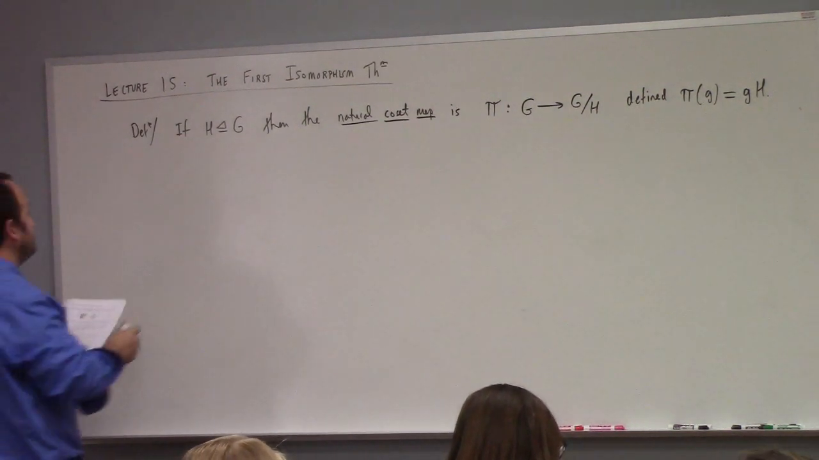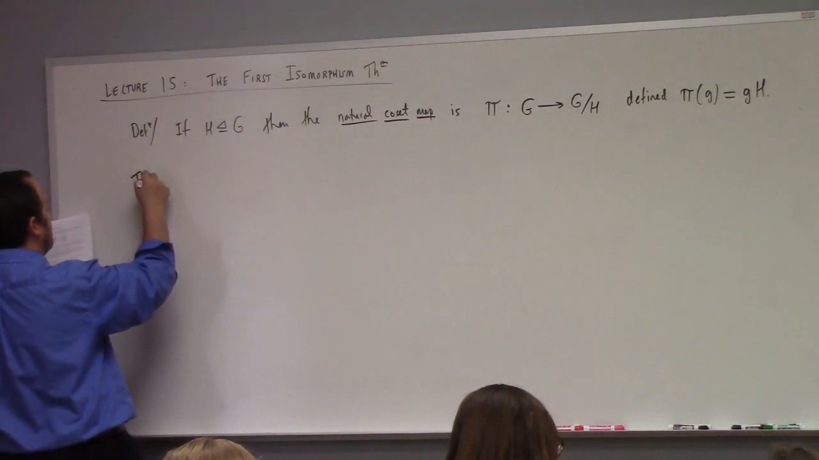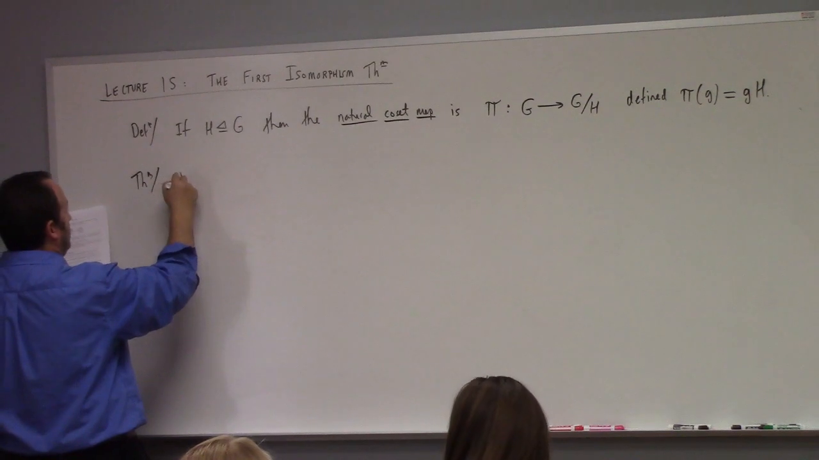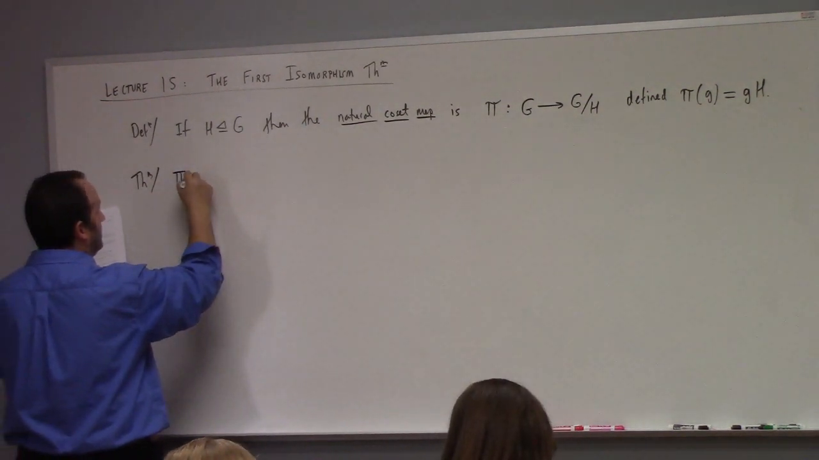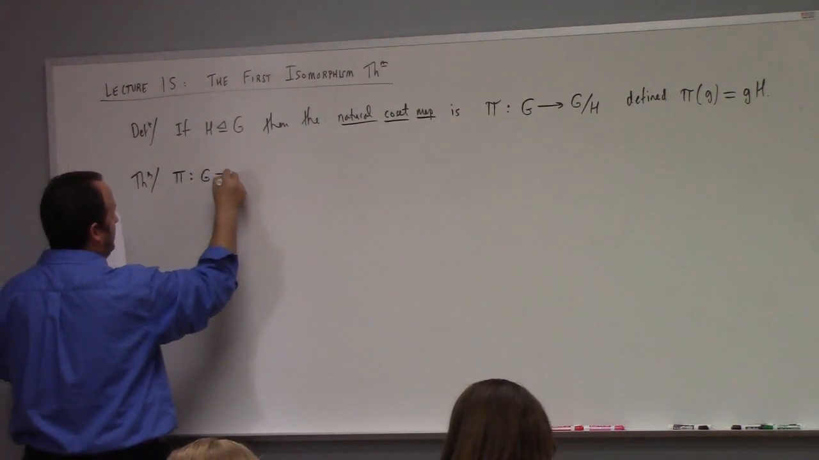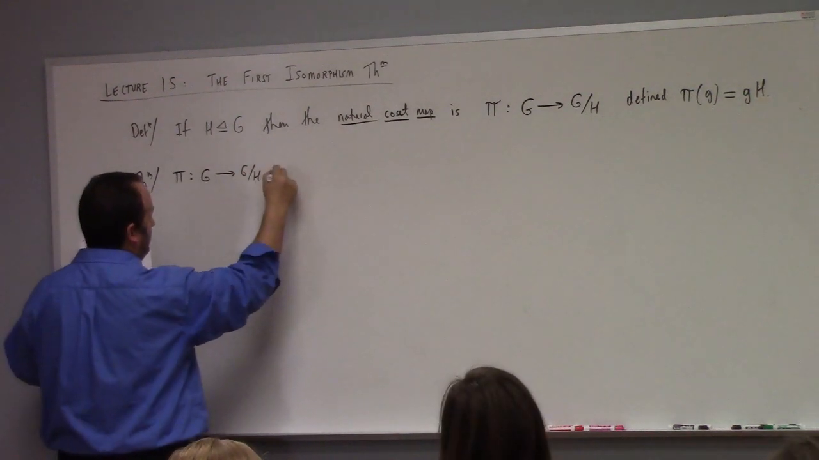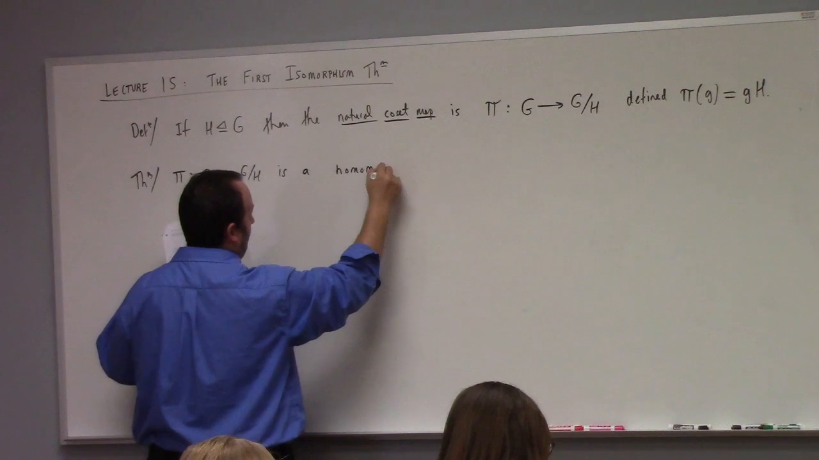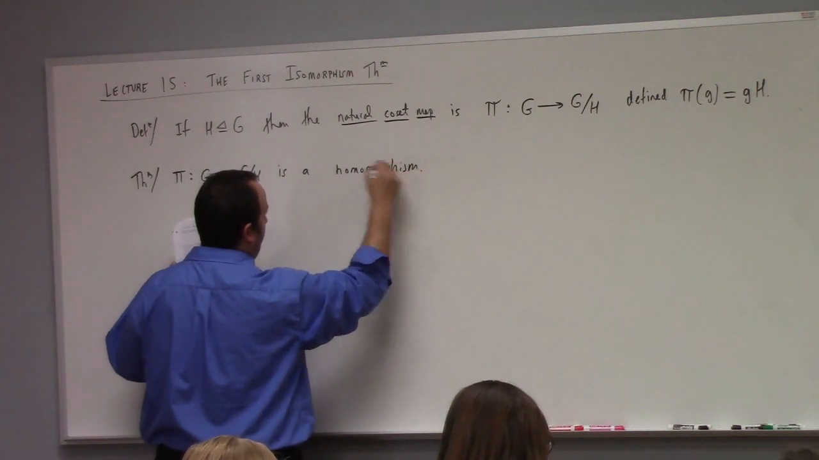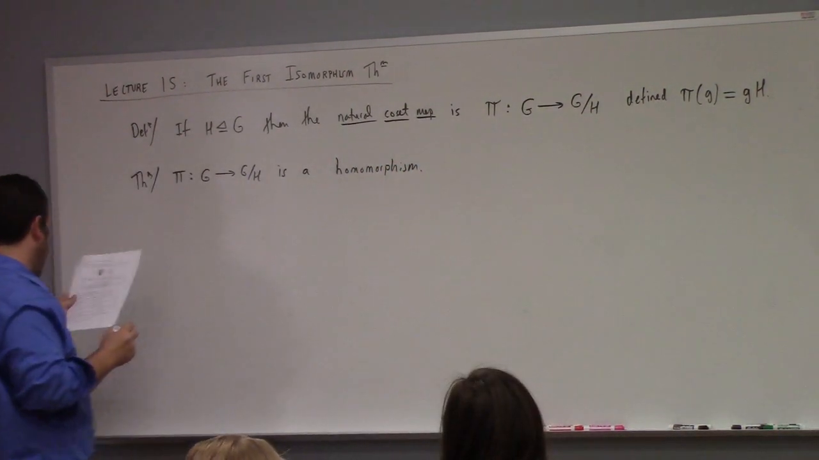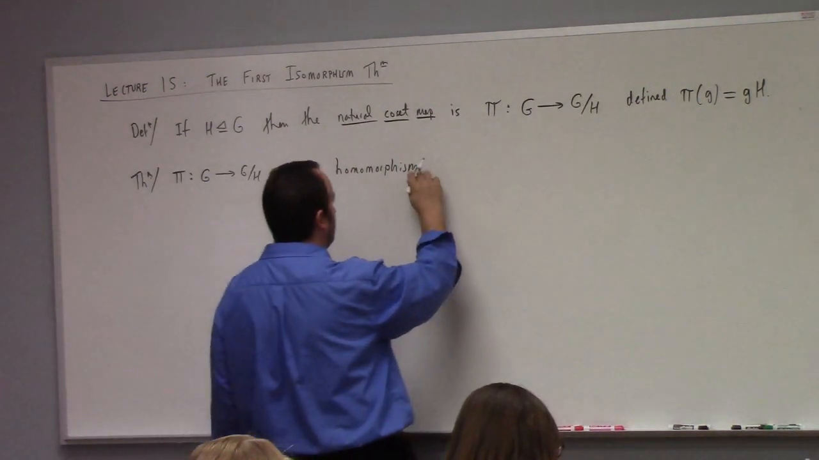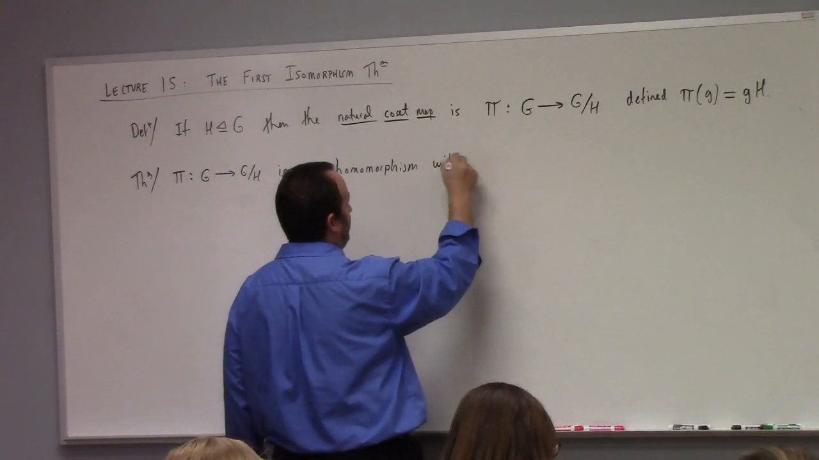And we have a theorem. Yeah? The theorem is this, that pi from G to G mod H as above is a homomorphism. Right? And more than that, what's its kernel? What's the kernel of pi?